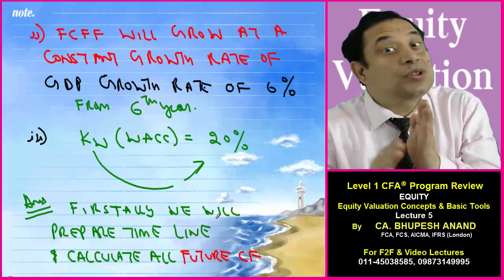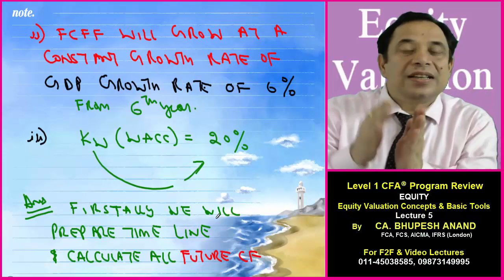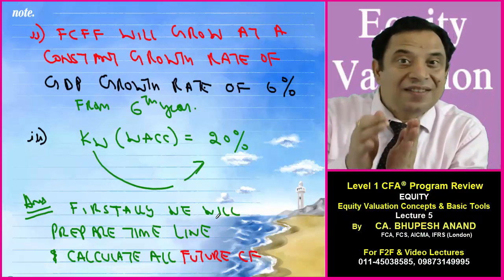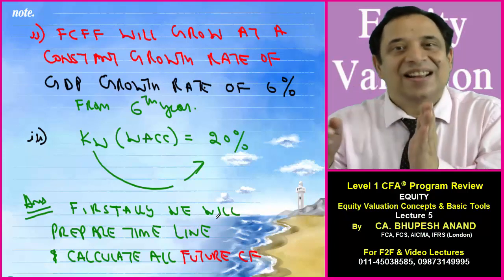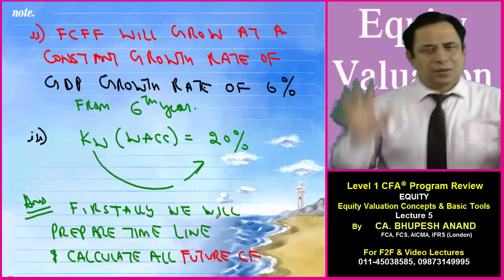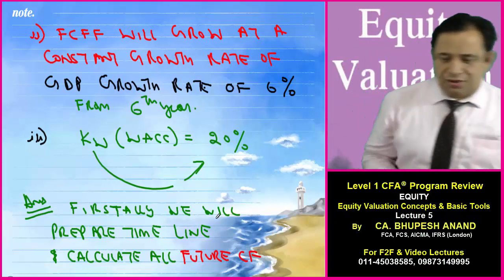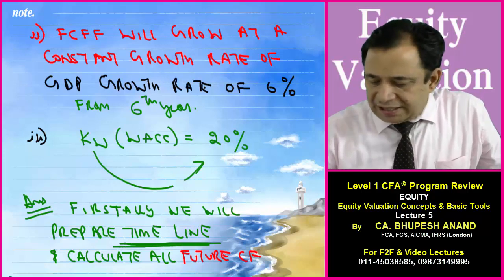But because growth rate is constant from the sixth year, I will be using the formula as V5 is equal to FCFF6 upon KE minus G. So I have written it. So please take out your calculators, write down this. Firstly, we'll be preparing the timeline.